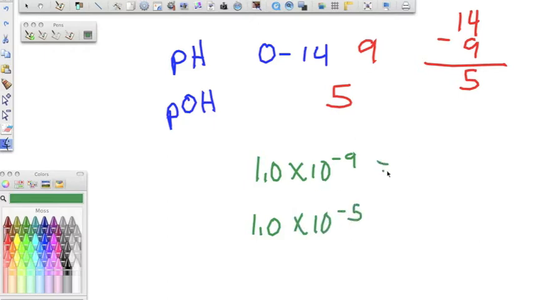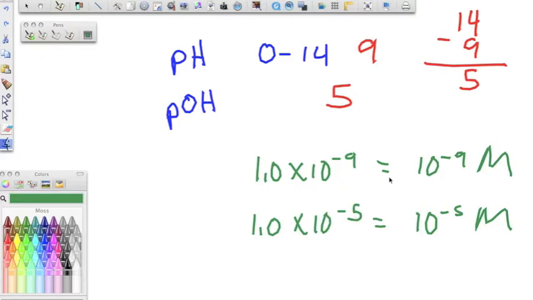What we'll see on the test is that these two will come out to be 10 to the negative ninth, and this will come out to be 10 to the negative fifth, and this will be big M, which is molarity. So that's our concentration. Just take the pH and put it to the negative of the number, and pOH to the negative of the number.